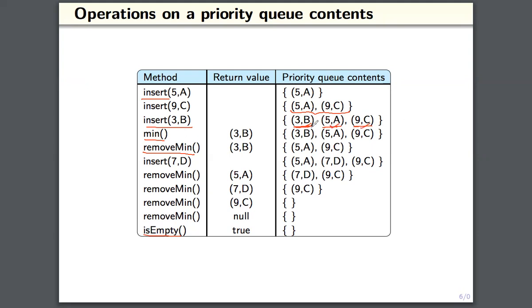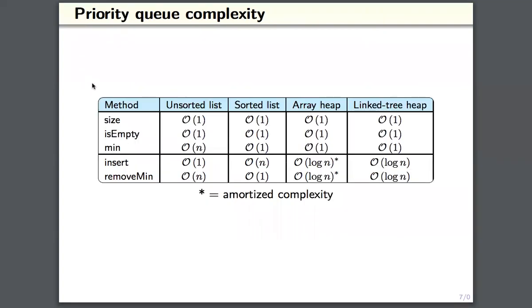Okay, min, you get the min entry 3b, but you're not deleting 3b. Next, remove min, 3b is removed. Then you have 5a and 9c only. Insert 7d, 7d will sit in between 5 and 9. As I said, this is more of a conceptual collection and not exactly how it is stored in the data structure.